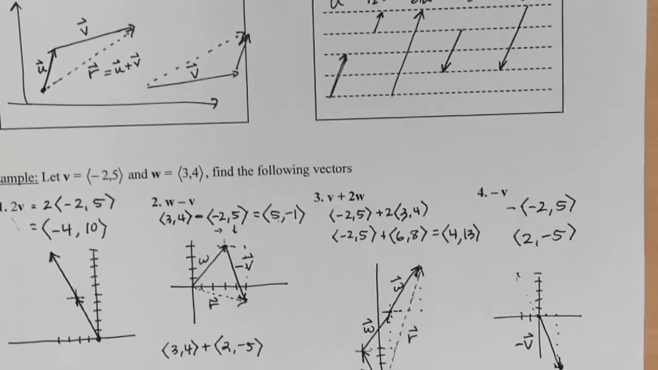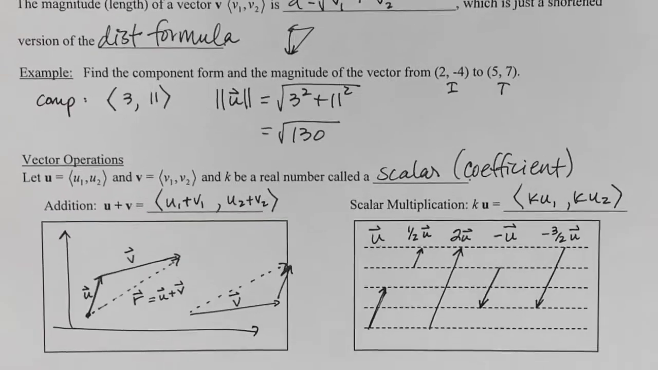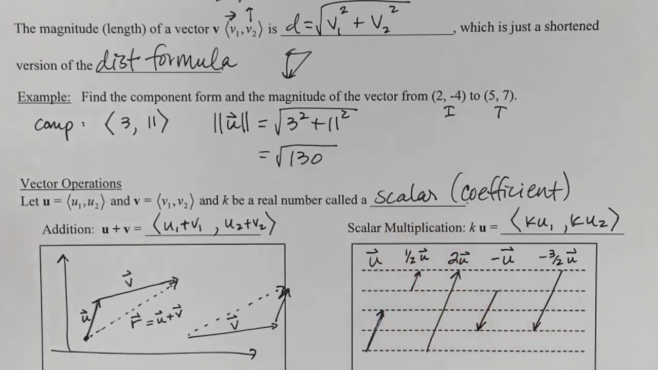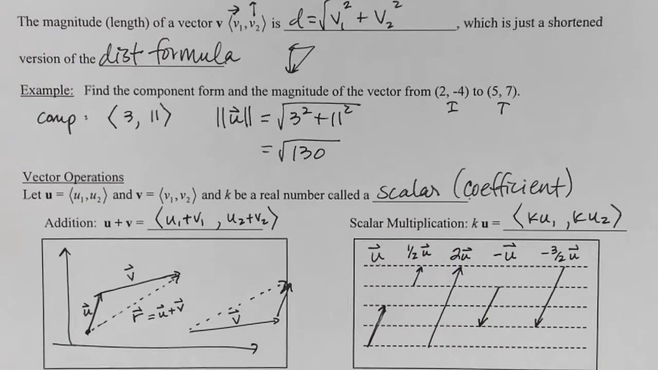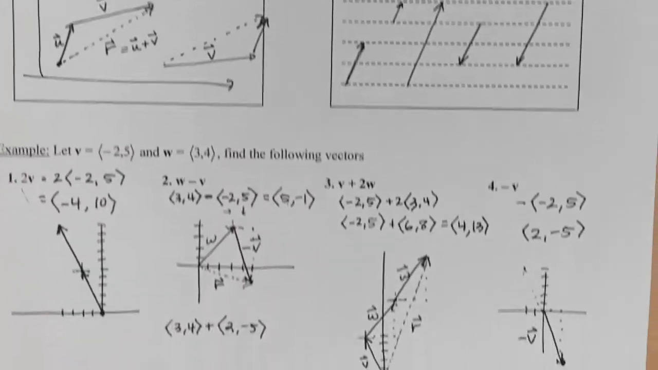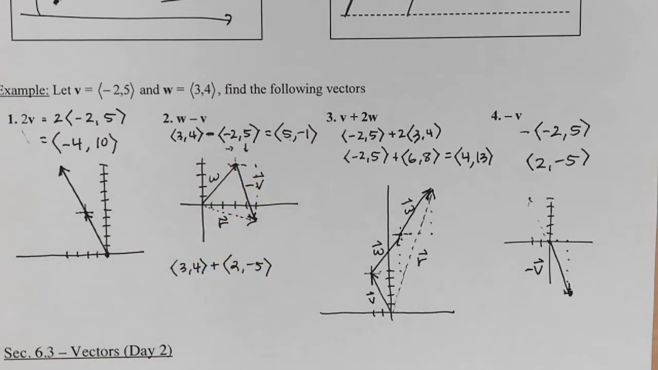Lots of vocab, like I said. The hardest part is you learning all the vocab, knowing what a scalar is, knowing magnitude, component form. The algebra, the math behind it really isn't that difficult. Distance formula, a little bit of adding and distributing. The math is not tricky, it's just the vocab that's going to hurt.